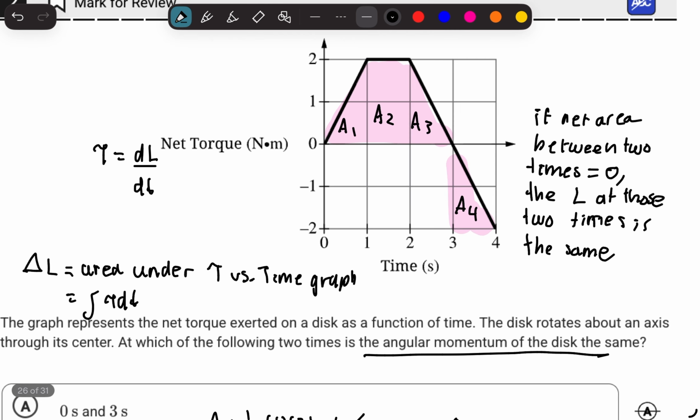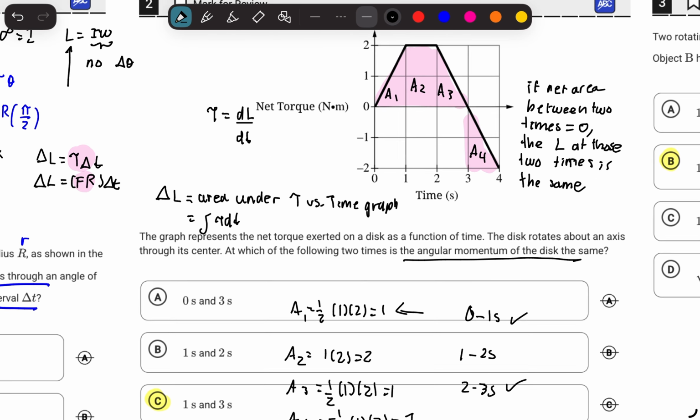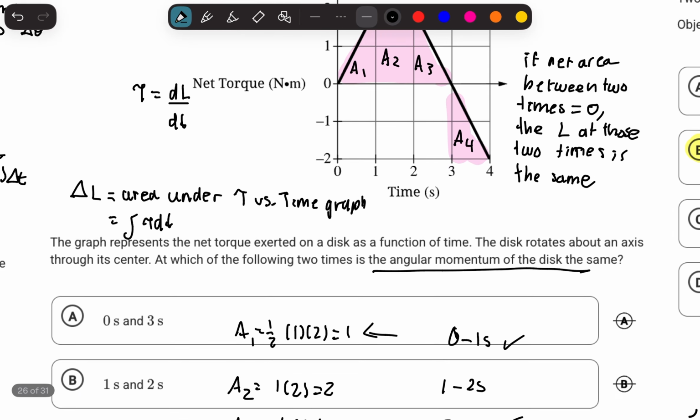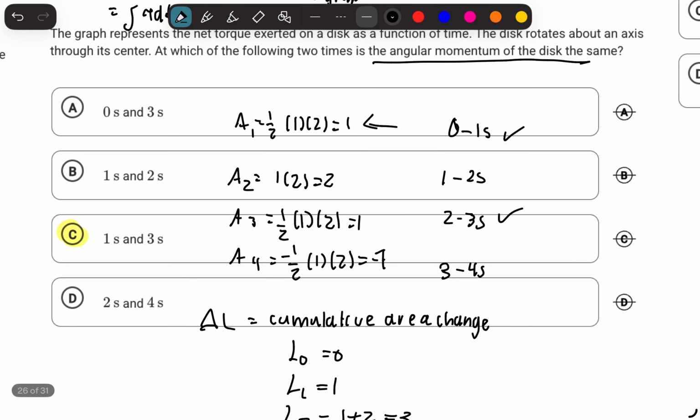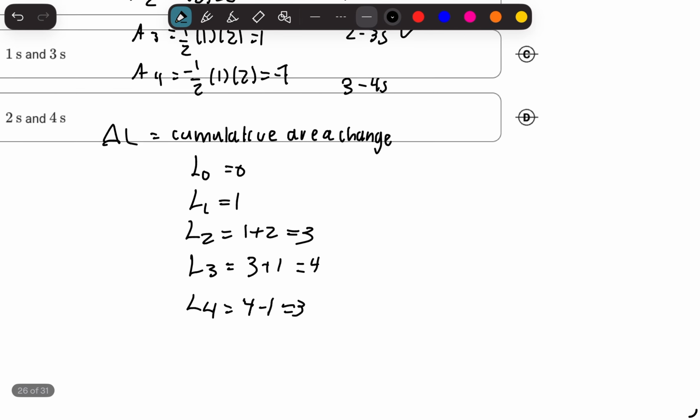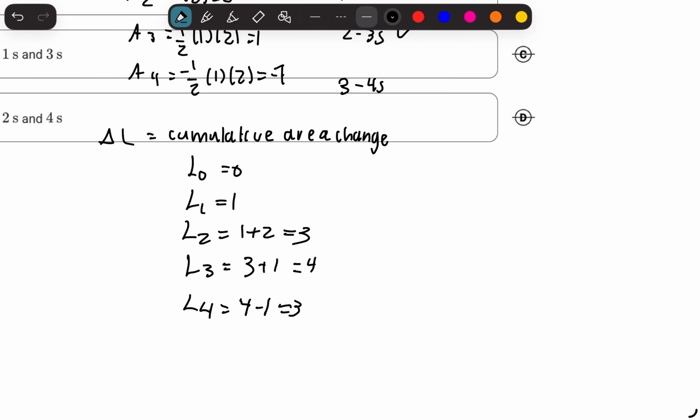So here you're looking at a triangle, a square, a triangle, a rectangle, a triangle, another triangle. So you split those up, and then you take base times height, or you take 1/2 base times height for those, and then you calculate what the area is in each of those intervals. After that, you need to find what delta L is. Delta L is the cumulative area change.